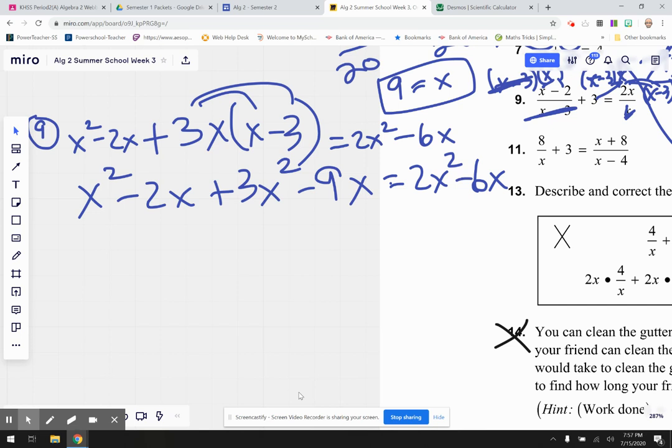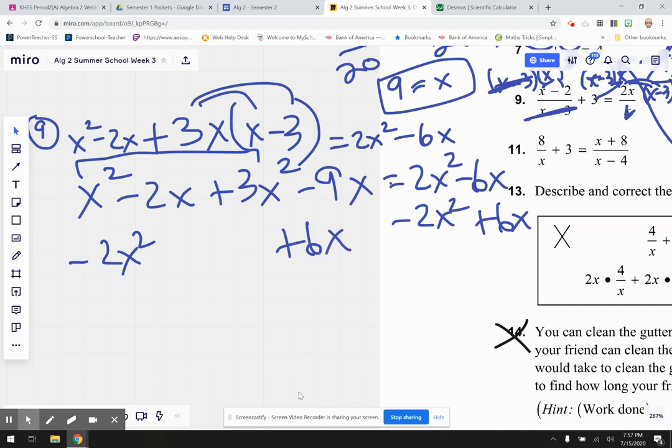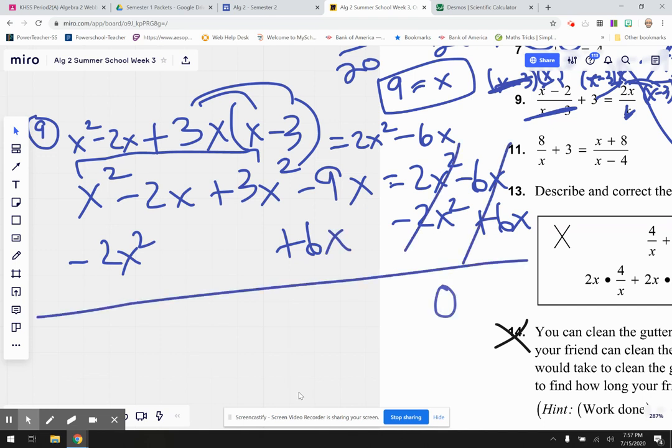Combining like terms and subtracting on both sides and adding 6x to both sides because we need to get it equal to 0, so these are all going to cancel out and give me 0. Let's see, x squared, we have 4 of them, 1 here, 3 more here, and that's 4 minus 2, so you're going to have 2x squareds.